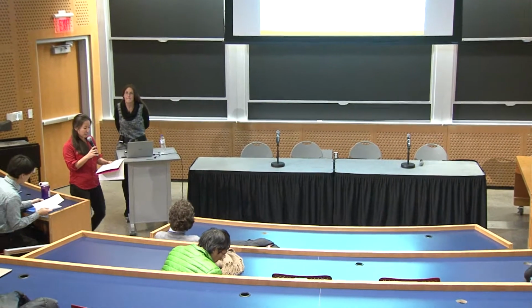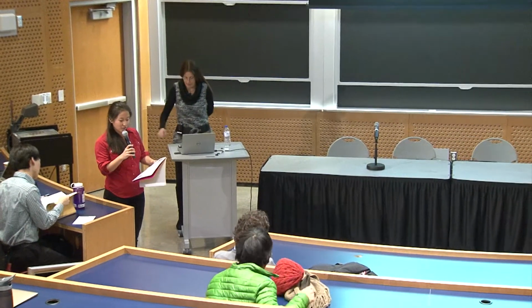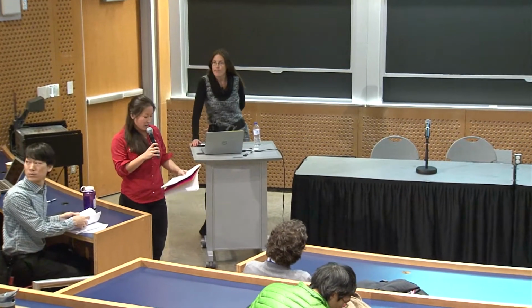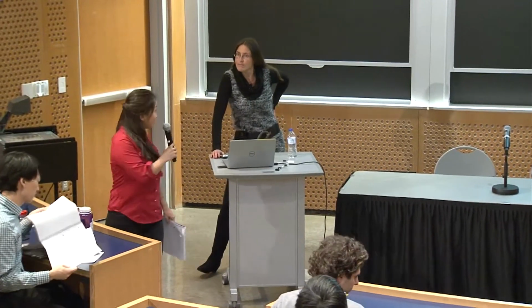Professor Uhler joined MIT in 2015 and is currently the Henry L. and Grace Doherty Associate Professor in EECS and IDSS. Her research focuses on mathematical statistics and computational biology.